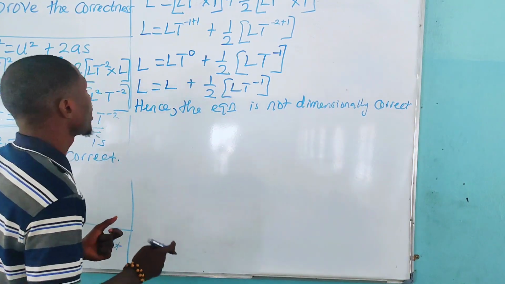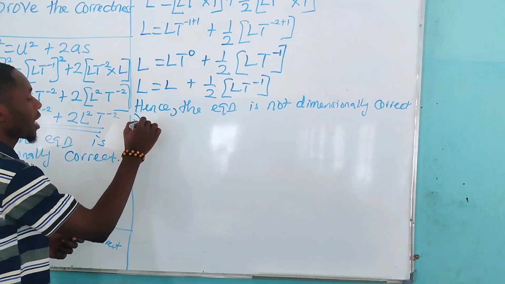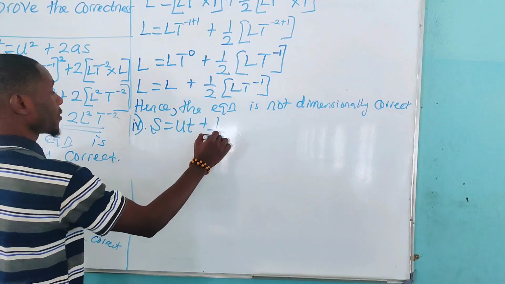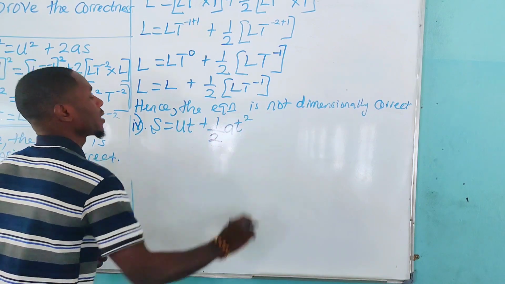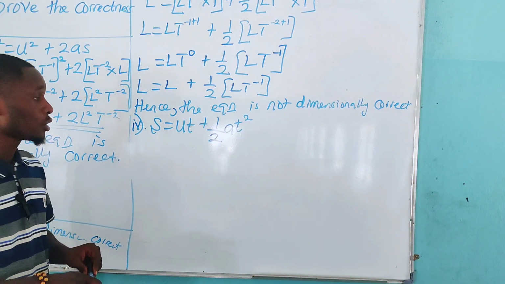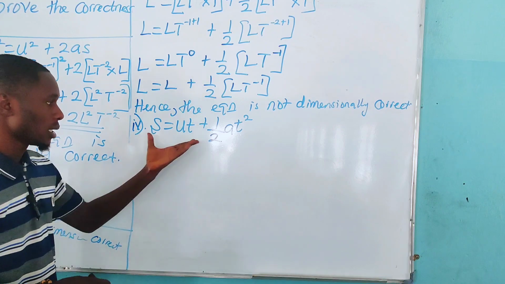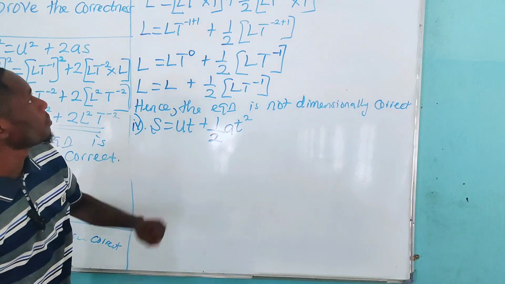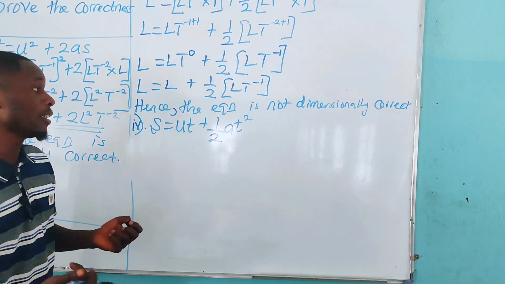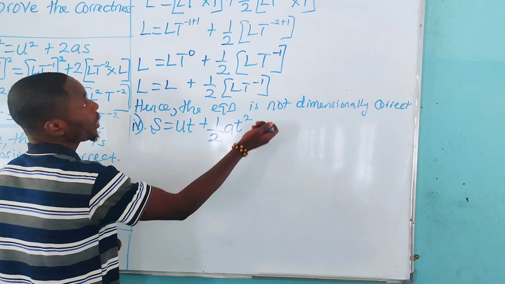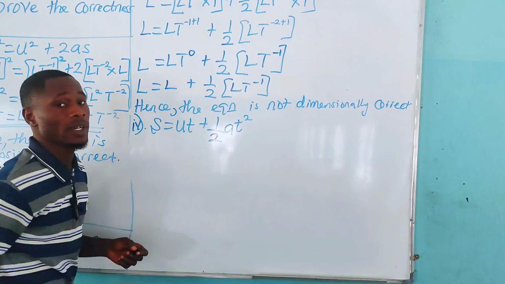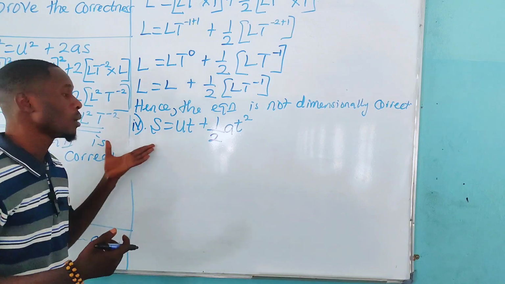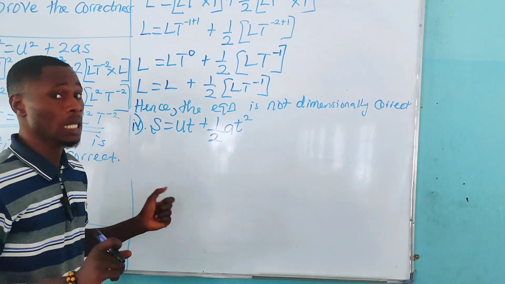So let's try the last equation. So the last equation, we have S is equal to UT plus half AT squared. Now, when you look at this last equation, it's identical to the third equation. The only difference is that this T is having a square here, while this T does not have a square. So let's verify if this will be dimensionally correct or not. So all variables have their usual meaning.